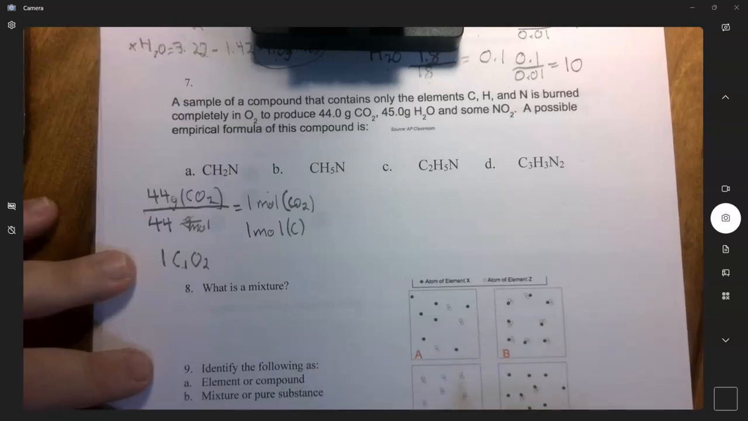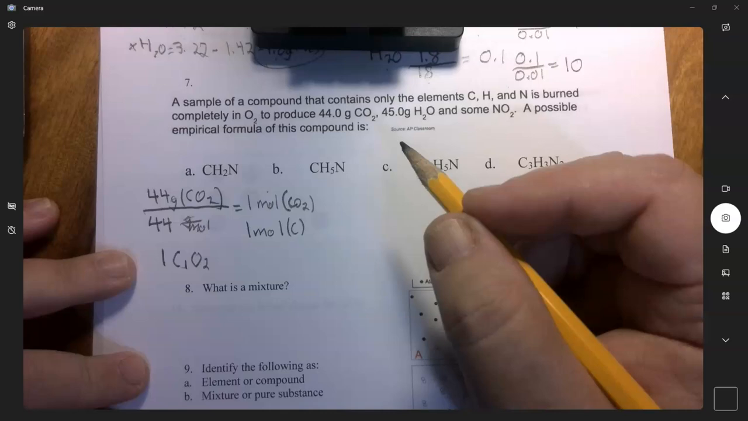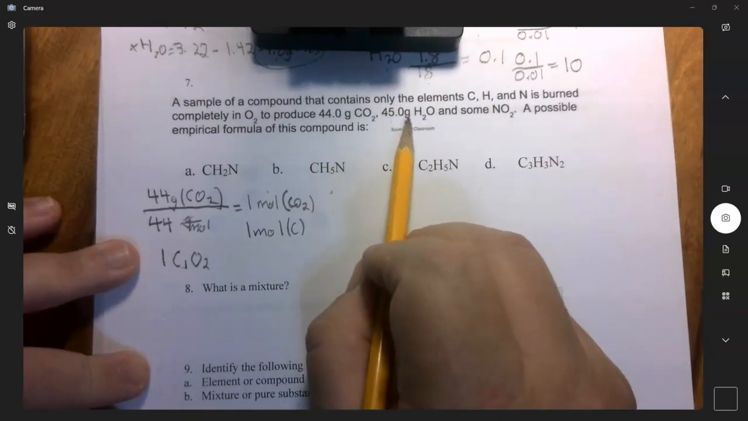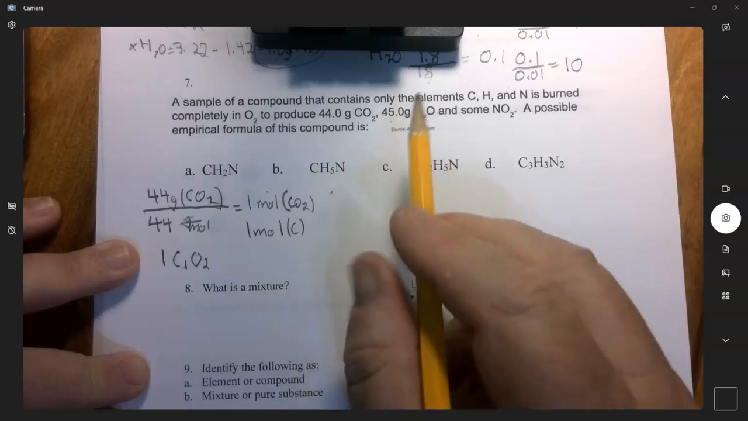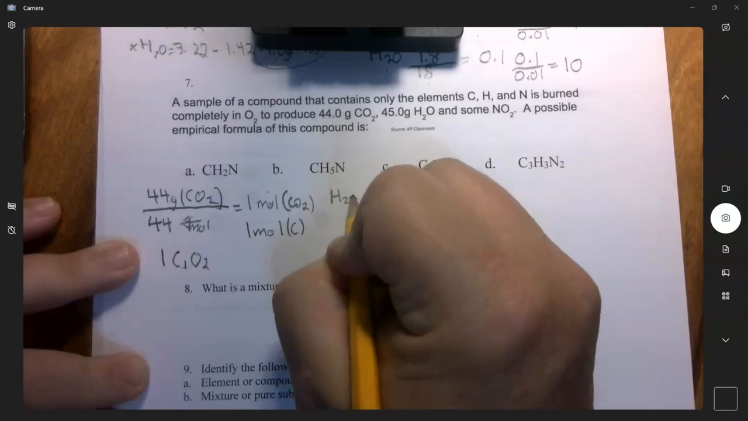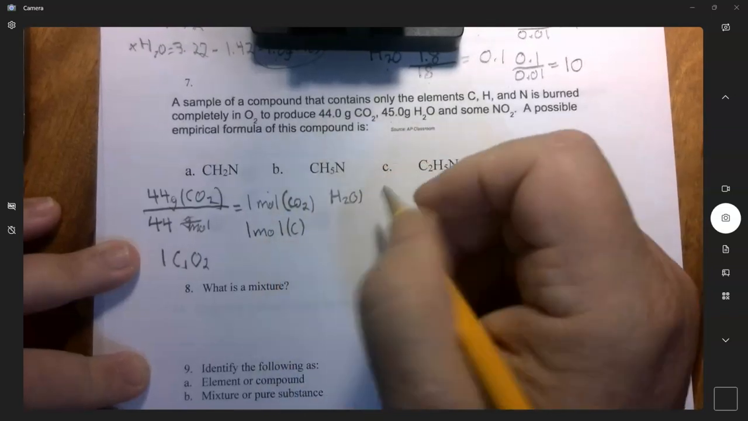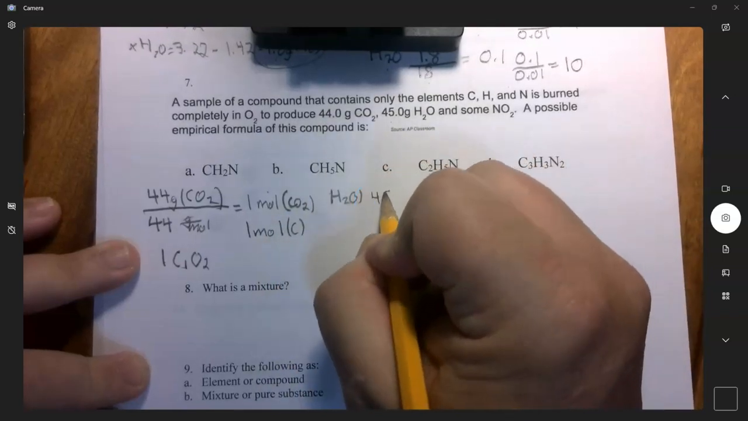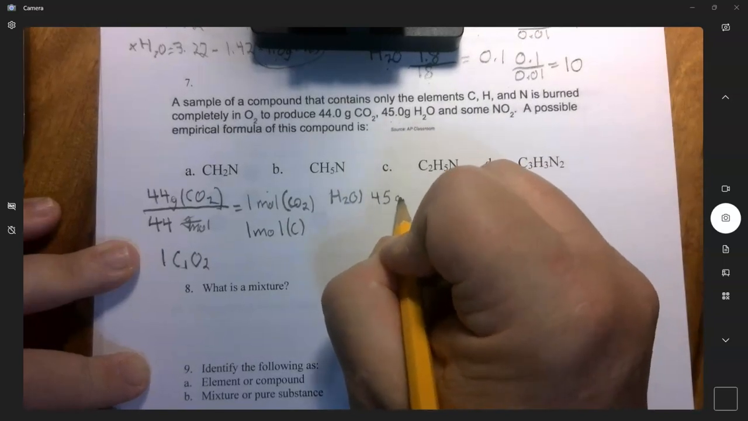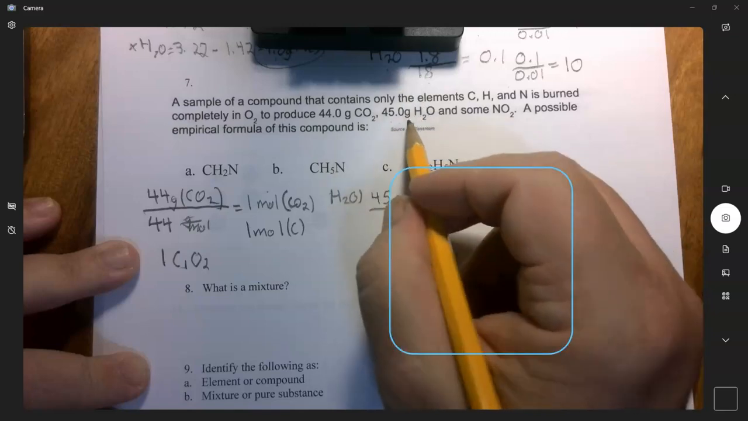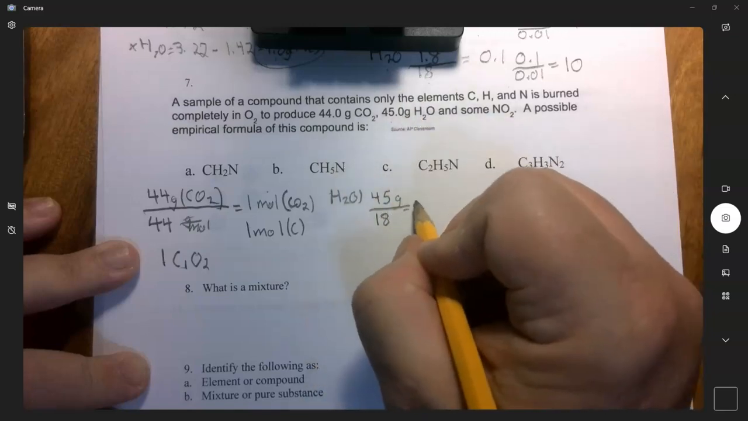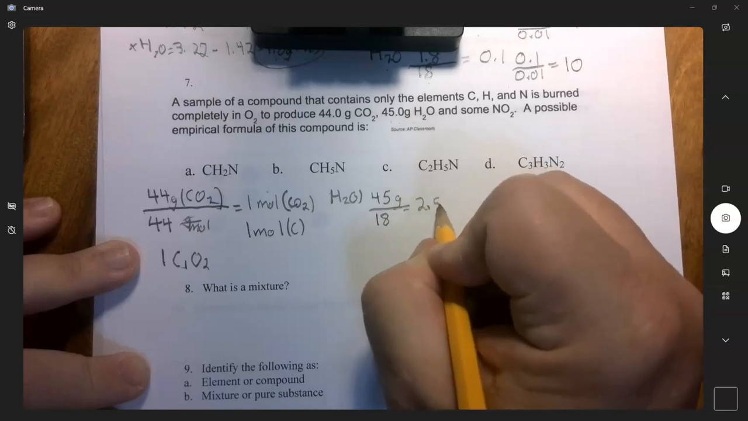Okay, now we're going to go over to H. And they say we have 45 grams of H2O rather. Okay, so for H2O, we have 45 grams, and the molar mass of H2O, we're going to go to round numbers, it's 18.02, we're going to call it 18. And that equals 2.5.